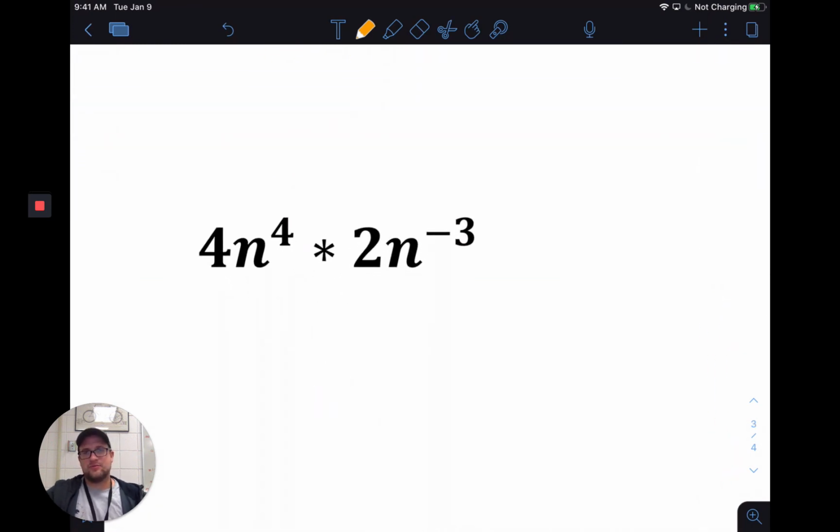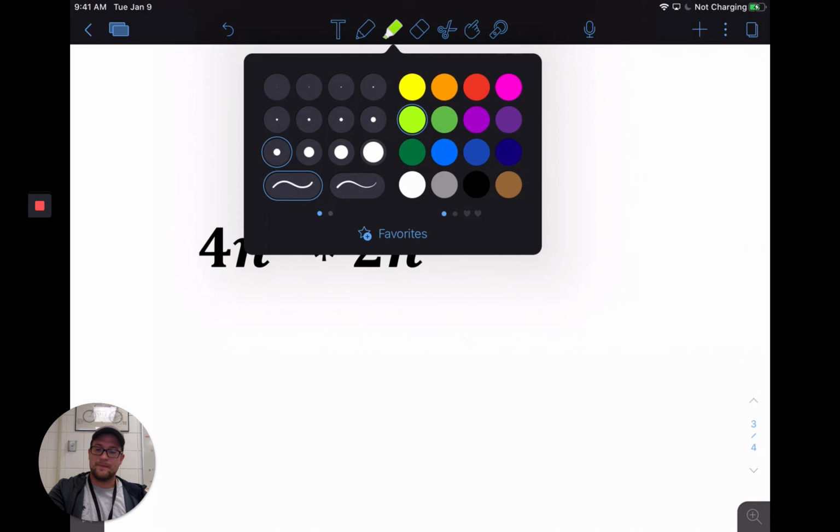All right, so this one I see a negative exponent right away, and that's okay. We don't need to worry about it right off the bat, but at the end of the day, we want to make sure that our answer does not have negative exponents in it. That's not okay to have a negative exponent in the end.